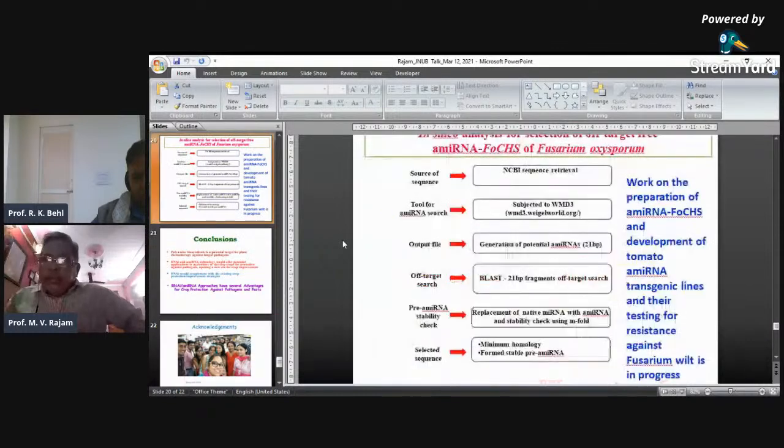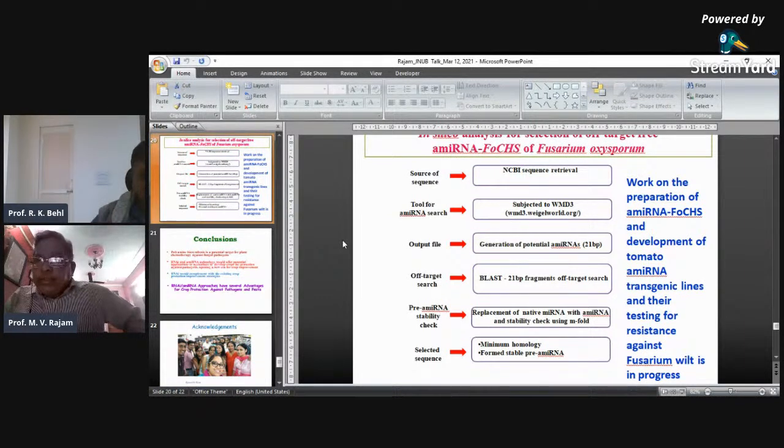Next, please. In this project, I have identified a couple of targets: chitin synthase and MAP kinase. I'm just showing one gene now. We retrieved the chitin synthase gene of Fusarium oxysporum from NCBI, and the sequence was subjected to a software program called WMD3. This program generates potential artificial microRNAs of 21 base pair size. Then we blasted the 21 base pair fragments of the generated potential artificial microRNAs just to rule out any off-target effects.